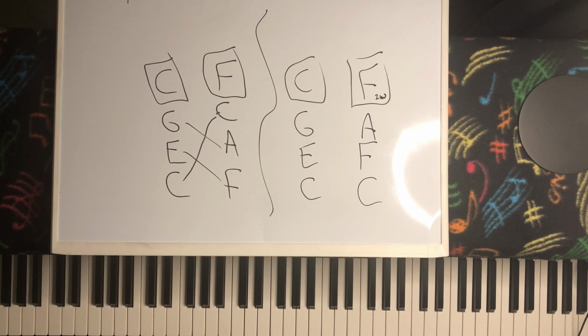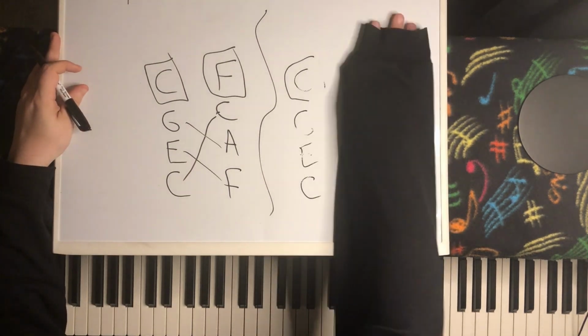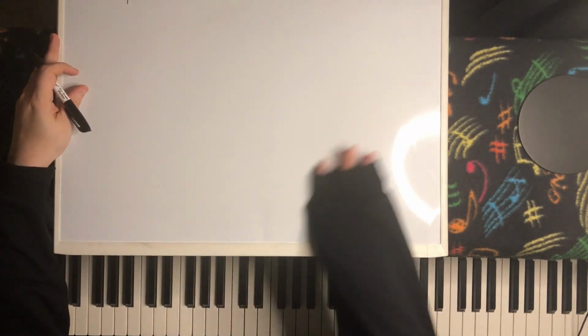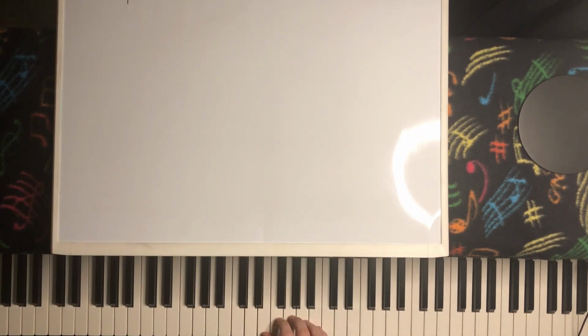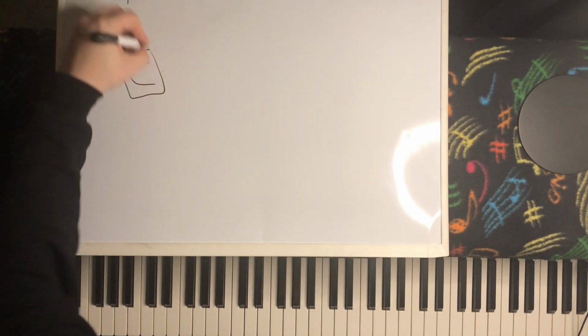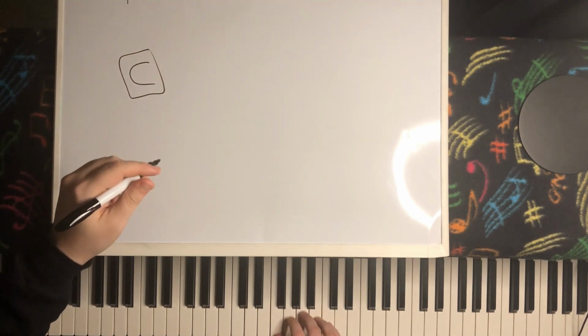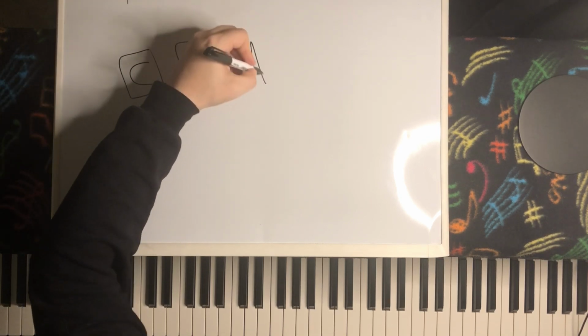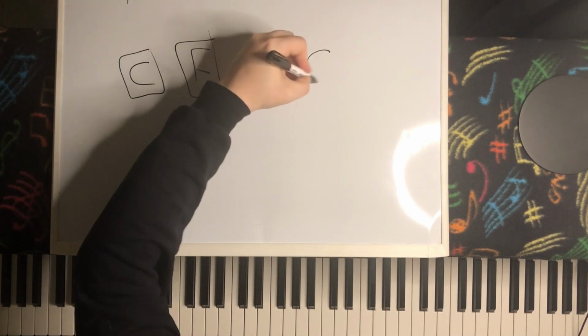So here's what I'm gonna do. I'm gonna write a 4-chord progression out, and we're gonna figure out this voice leading together. So let's see, what do we want to do here? Let's go C, F, A minor, G major. So here's C. What did I say? F, A minor, then G.